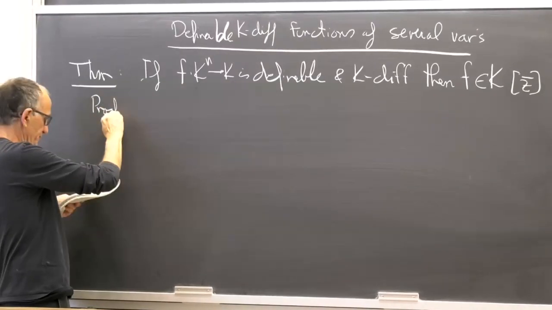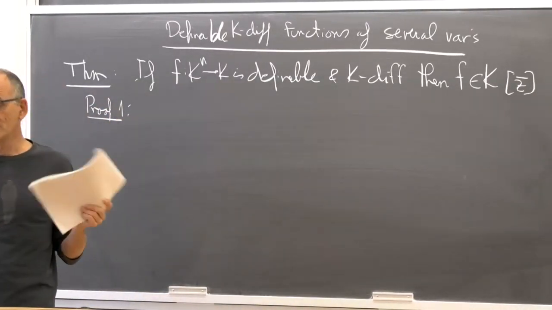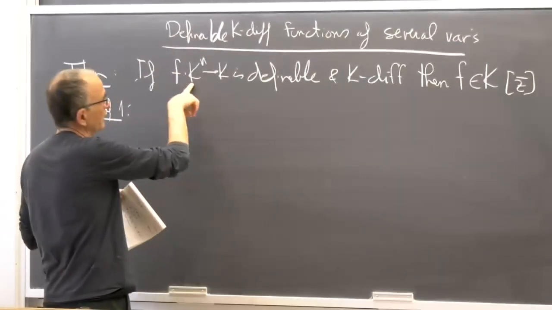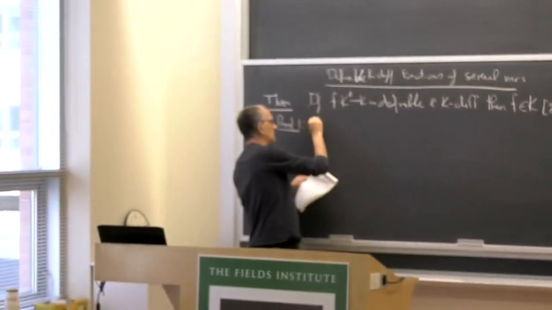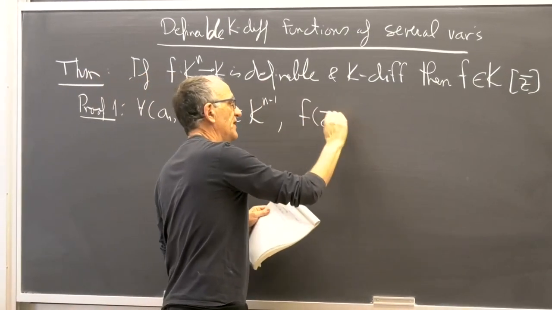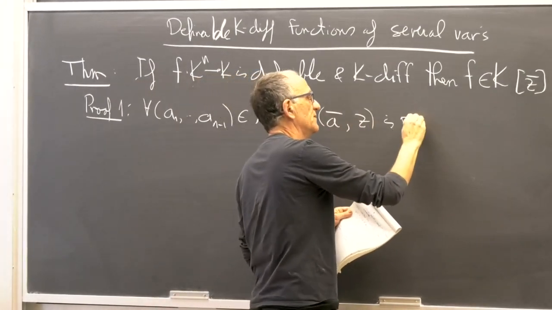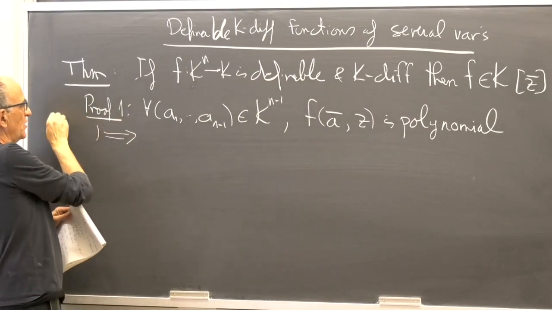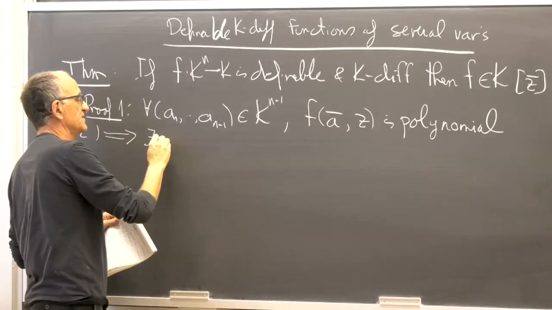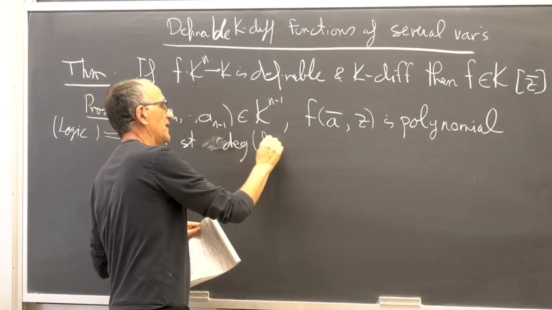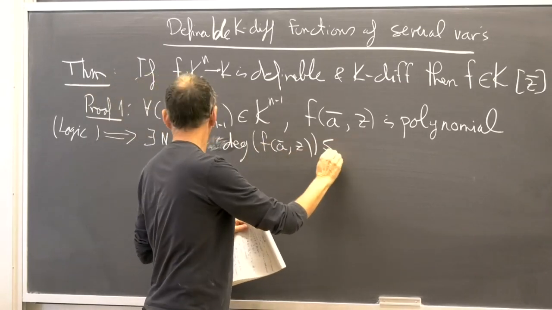And actually, I'm going to do two proofs. And until 2 weeks ago, this is the only proof that more or less I gave several times. We have by compactness that if you have a function of several variables which is polynomial in each variable, then there is a bound. So first of all, for every a_1 to a_{n-1} in k^{n-1}, f(a, z) in the last variable is polynomial by the one variable result. And therefore, as we noted by logic, there is an n such that the degree of f(a, z) is less than or equal to n.